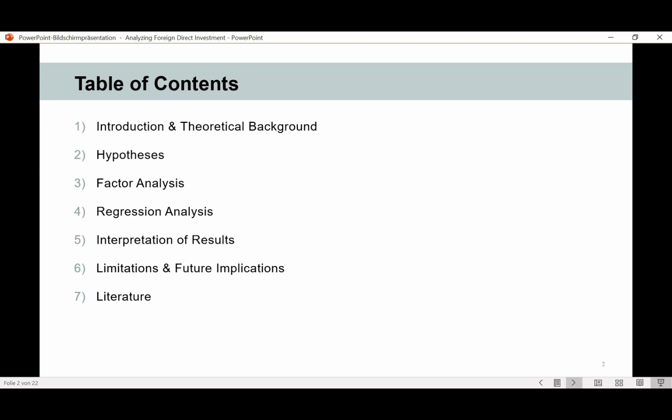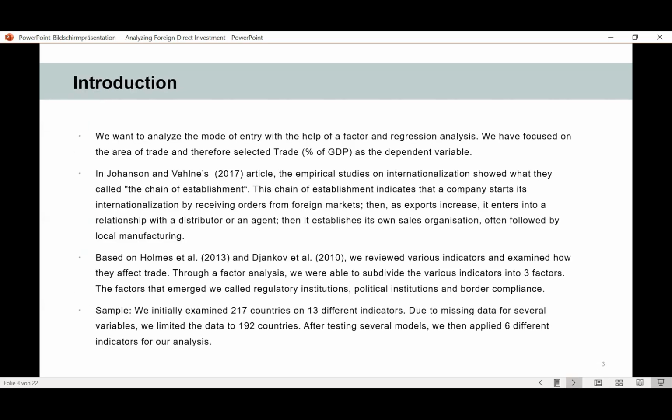The agenda for today looks like this. We would like to start with an introduction and theoretical background. Then we are going to present you our hypothesis, the factor and regression analysis, interpretation of our results, and in the end, we will talk a bit about our limitations and future implications. Now I will start with the introduction.